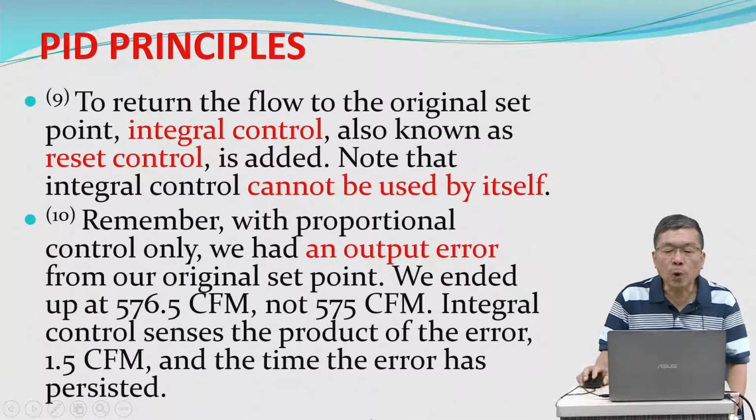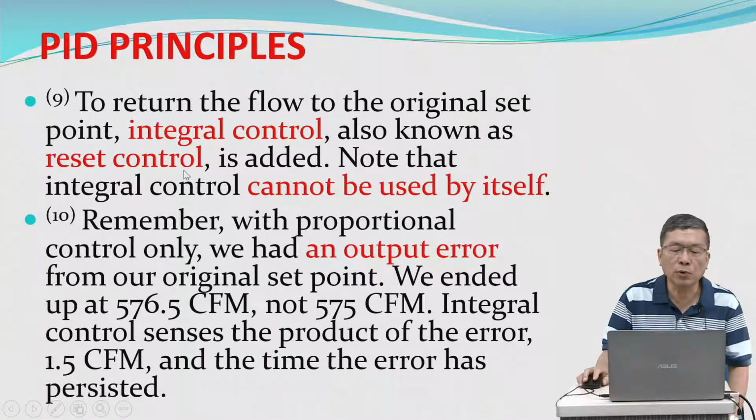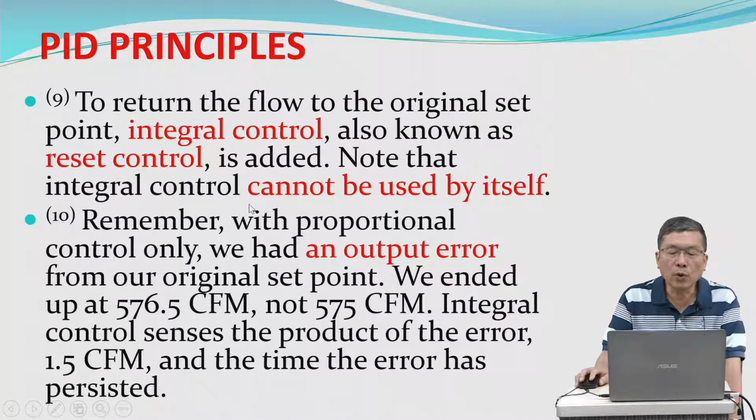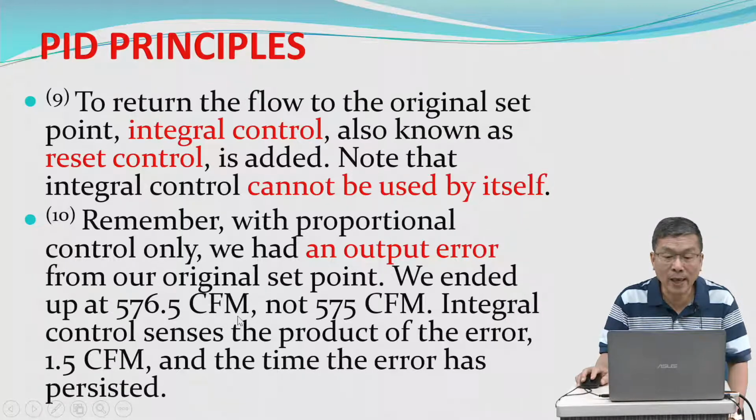To return the flow to the original set point, integral control, also known as reset control, is added. Note that integral control cannot be used by itself. Remember, with proportional control only, we had an output error from our original set point. We ended up at 576.5 CFM, not 575 CFM.